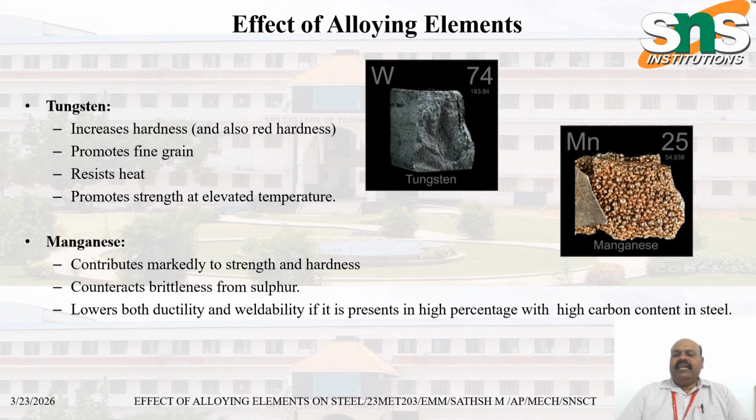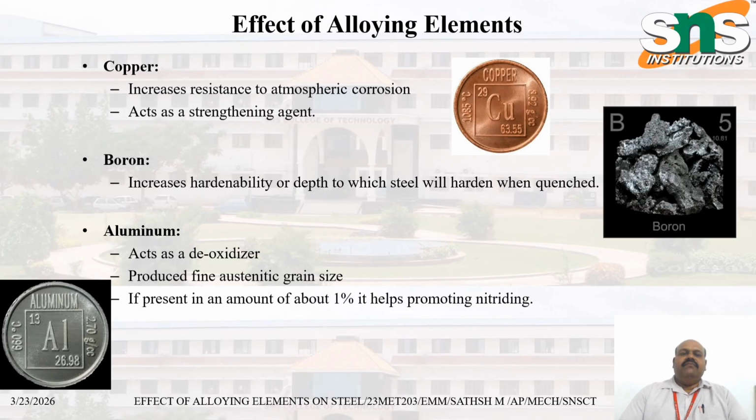And when we add manganese as an alloying element, it contributes markedly to the strength and hardness, counteracts brittleness from sulfur, and lowers both ductility and weldability if it is present in high percentage with high carbon content in the steel. So these are all the purposes of adding manganese to the material.